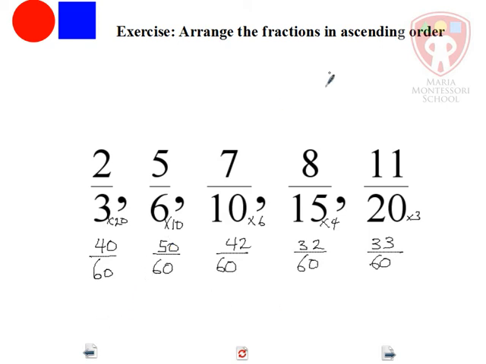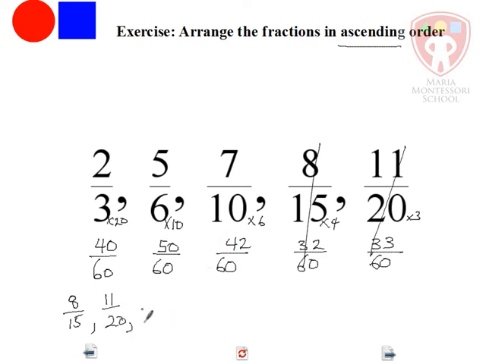We are told to arrange them in ascending order. So we're starting with the smallest. Quickly have a look at the numerators here, and we see the smallest is here, 32 over 60. Let's not make the mistake. We're going to use our original fractions. So 8 over 15. We can just cross that out so that we don't use it again. Look along our numerators again, and we see here 33 is next. So 11 over 20. Cross that out again.